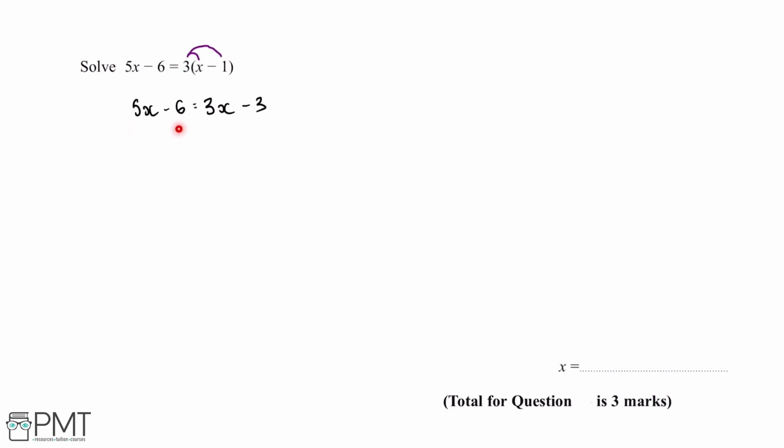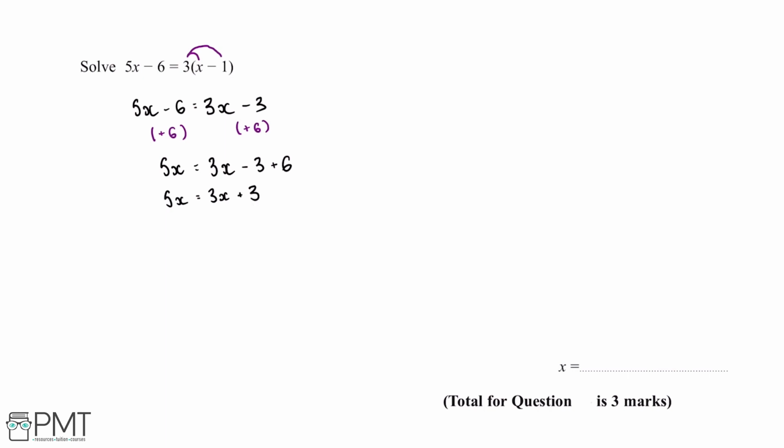So now in order to solve this equation, we're going to want to get x on one side on its own. So the next thing we can do is add 6 to both sides of this equation. And this will give us 5x, and then negative 6 plus 6 will just give us 0, is equal to 3x minus 3 plus 6. And now negative 3 plus 6 will give us positive 3.